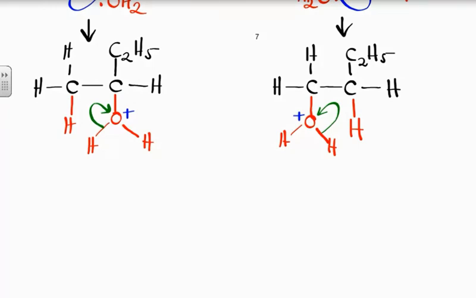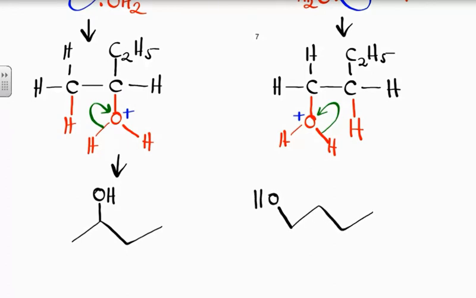So nearly there. Let's draw the final product in skeletally, just to save time. There we go. So there's butan-2-ol on the left, or butan-1-ol on the right hand side. And of course in both cases we've regenerated our hydrogen ion.